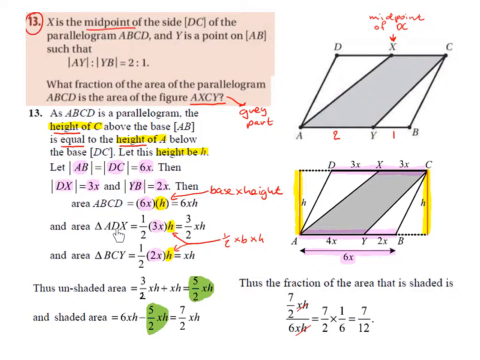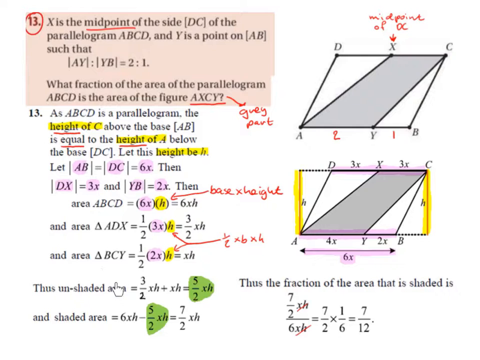The area of the triangle ADX, we know that the area of a triangle is half times base times height. The base of the triangle ADX is going to be 3x, and the height is just going to be h. It's going to be half times 3x times h, which is 3 over 2 xh. And the area of the triangle BCY, again, is going to be half times base times height. The base is 2x, the height is h, so half times 2x times h is going to be xh.